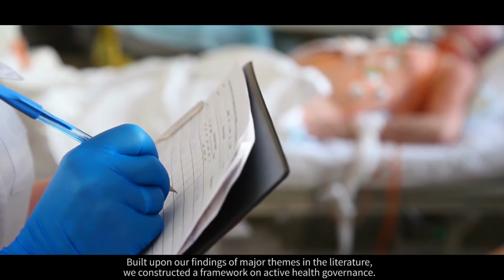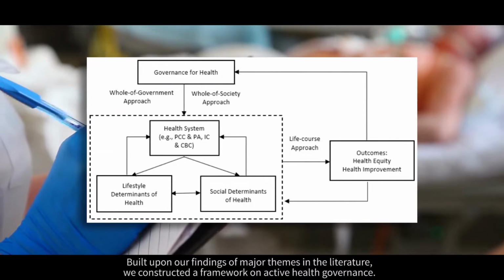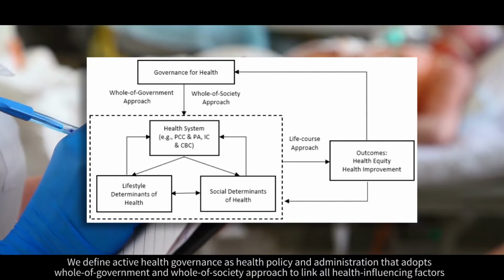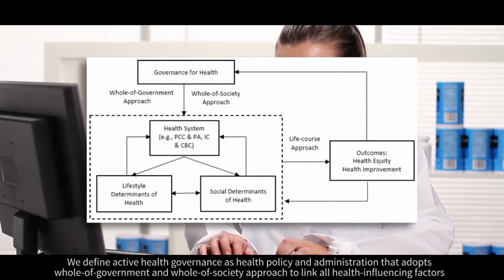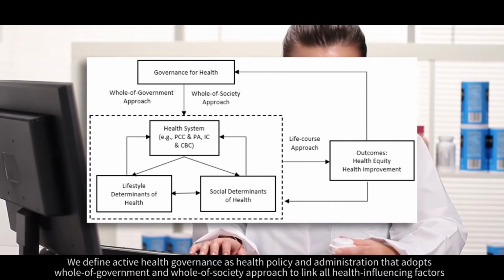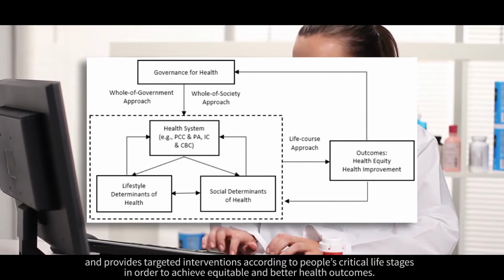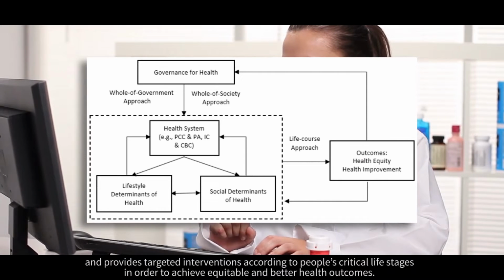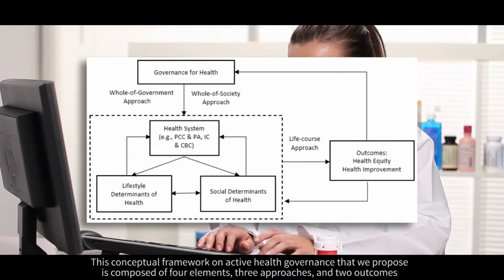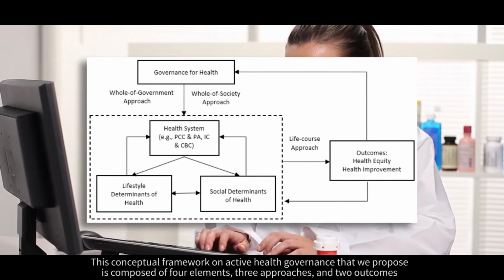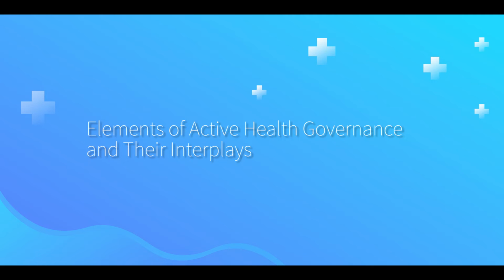Built upon our findings of major themes in the literature, we constructed a framework on active health governance. We define active health governance as health policy and administration that adopts a whole-of-government and whole-of-society approach to link all health-influencing factors, and provides targeted interventions according to people's critical life stages, in order to achieve equitable and better health outcomes. This conceptual framework on active health governance that we propose is composed of 4 elements, 3 approaches, and 2 outcomes.